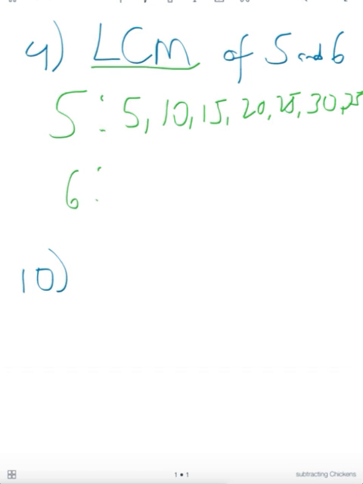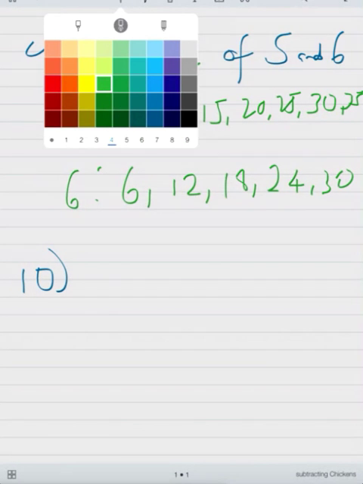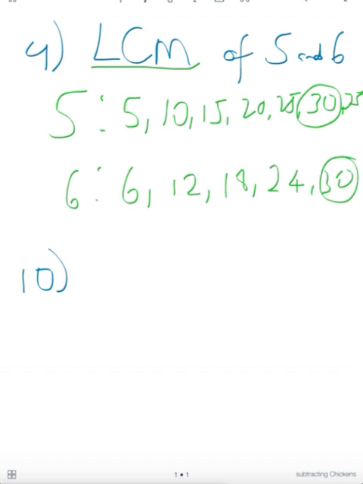So let's try 6. So 6, 12, 18. So far, are there any numbers that are common? No, so we have to keep on going. So we've got 24 and then 30. And I'll stop there because I can see a common multiple, and that is 30. Okay, so the lowest common multiple of 5 and 6 is 30.